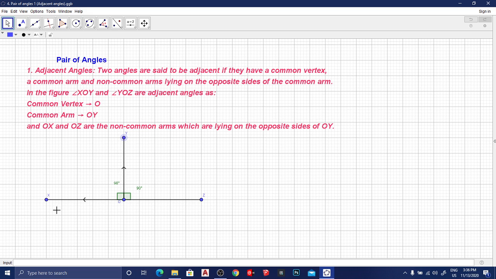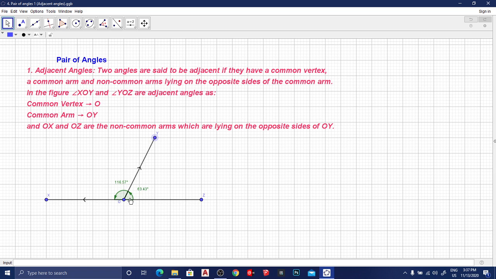So that's why angle XOY and angle YOZ are the adjacent angles, or nearby angles, or side by side angles, and there is no need for these two angles to be equal. Maybe they are like this also: this is 116.57, this is 63.47.